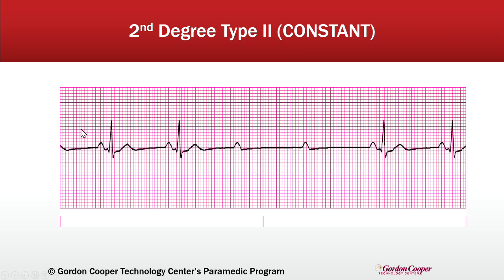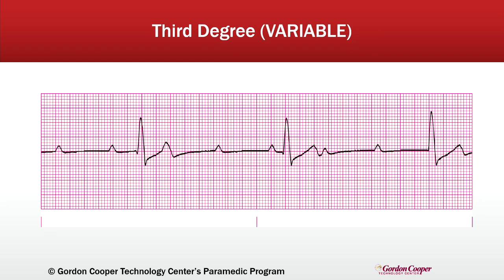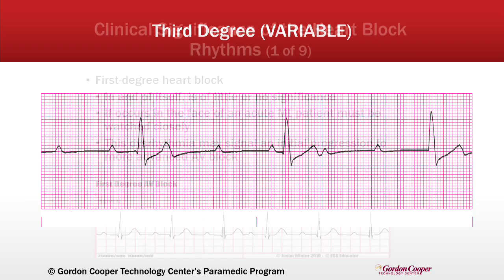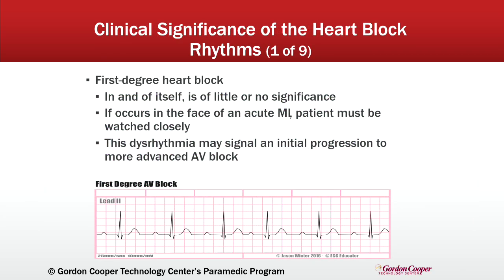So when we look at these, we see that for the ones that are there, it is a constant PR interval, meaning it's the same, right? And then when we go to third, we see variable, and we're just all over the place. So we have a bunch of different PRIs. That will help you a lot with your differentiation of heart blocks if you'll use it. However, you don't have to.